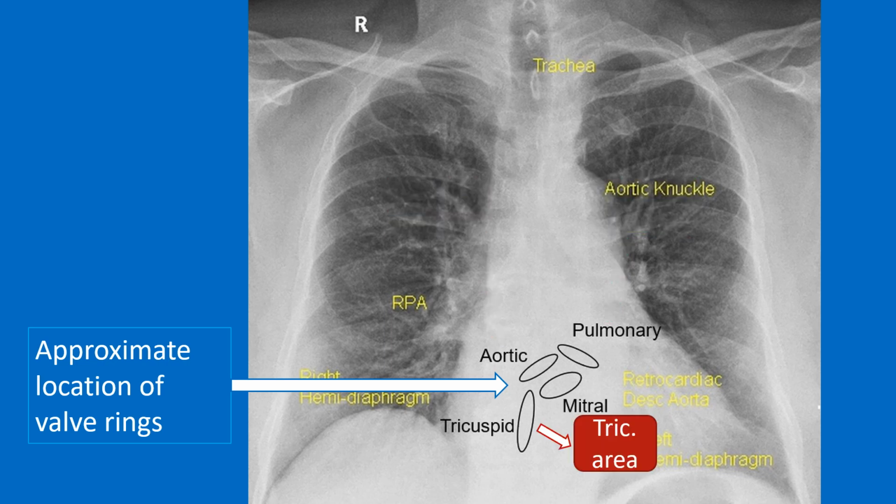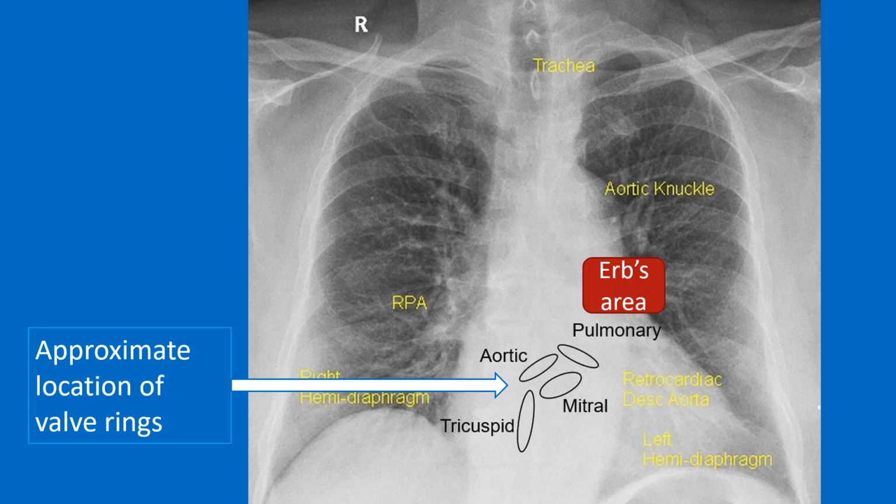Tricuspid area is lower left sternal edge medial to the apex beat, while the mitral area is at the apex beat, usually within the midclavicular line in the fifth left intercostal space. Other auscultatory areas can be used in specific situations, though not in routine clinical examination of all cases.